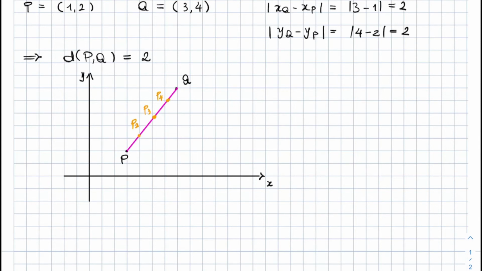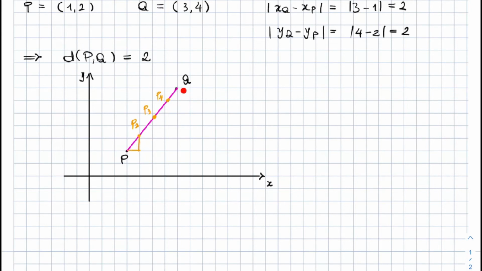If we draw the triangle starting from P to P2, whose hypotenuse is exactly the segment connecting P and P2, then the length of the side of the triangle which is parallel to the x-axis is exactly equal to the length of the side of the triangle which is parallel to the y-axis. And why is this the case?